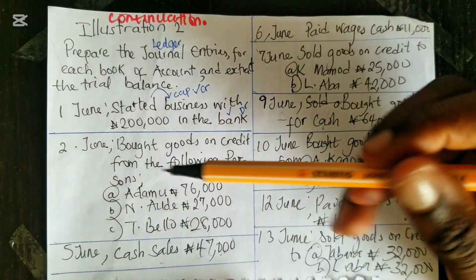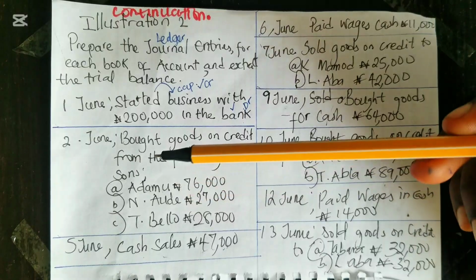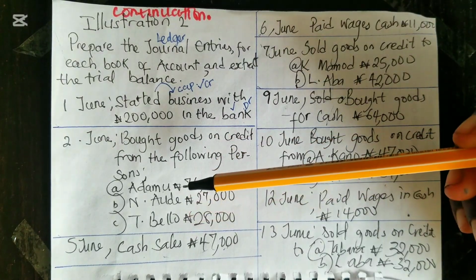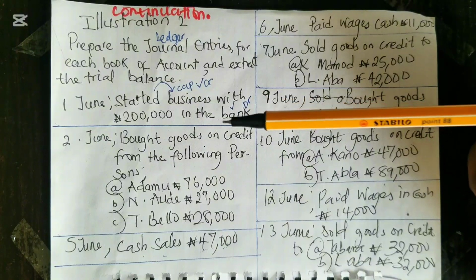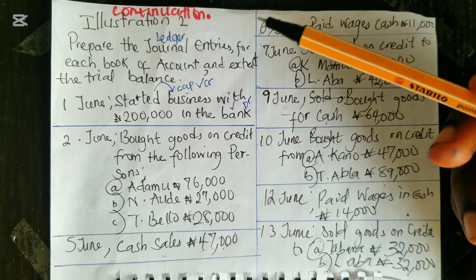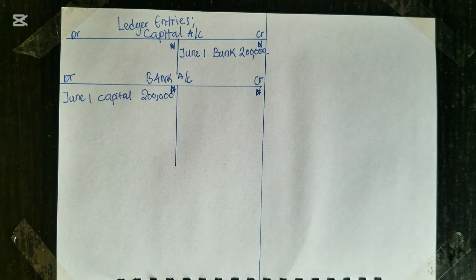The next one is June 2. Bought goods on credit from the following persons. I told us that whenever goods are bought on credit, we're not going to prepare a purchases account. No, we're going to prepare a purchases day book. Our purchases day book will be like this.